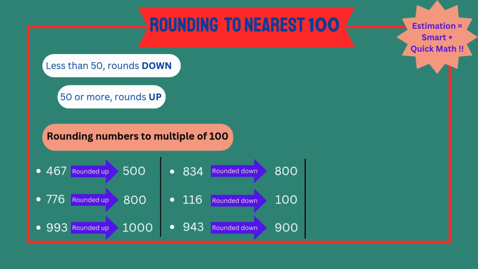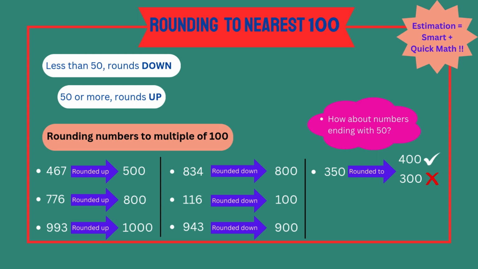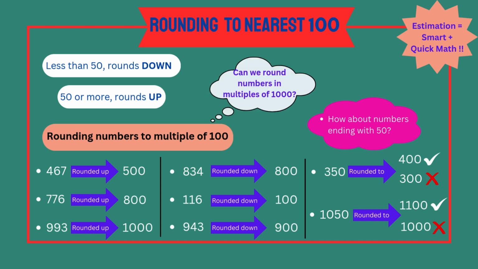And what should we do with numbers ending in 50? Should 350 be rounded to 400 or 300? 1050 should become 1000 or 1100. Now put on your thinking caps and tell how to use estimation in addition, subtraction, multiplication and division with larger numbers.